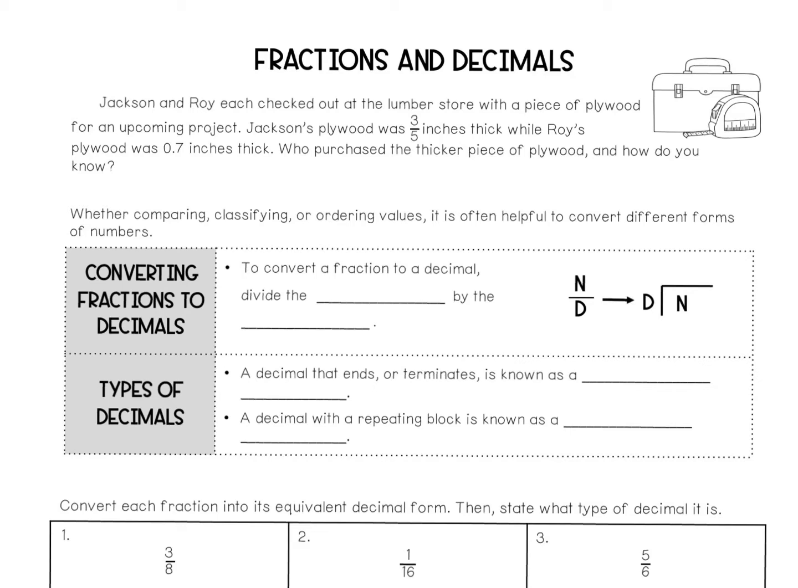It's difficult to compare 3/5 and 0.7 when they look completely different. So we're going to look at how to change from fractions to decimals and decimals to fractions in order to help us compare numbers more easily. Because when I look at 0.6 and 0.7, it's easier to compare them. So Roy's plywood was thicker, and that's much easier to see once we have the numbers in the same form.